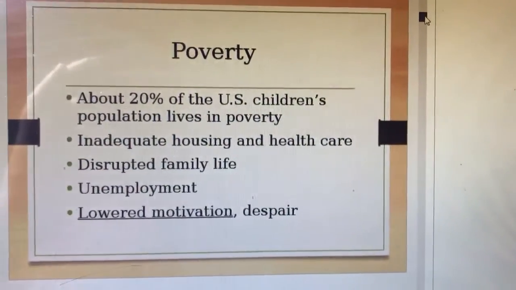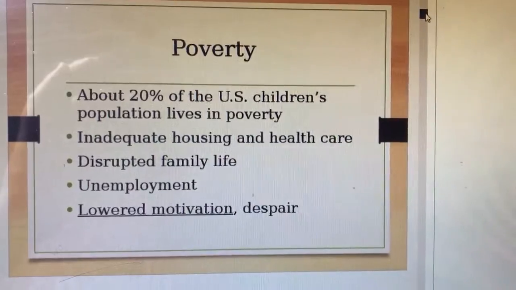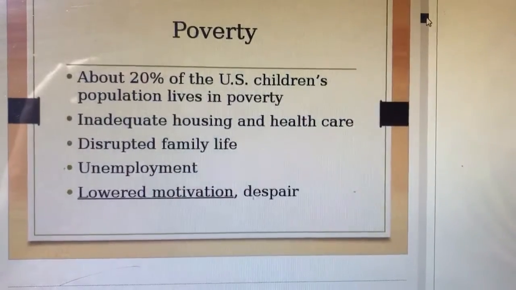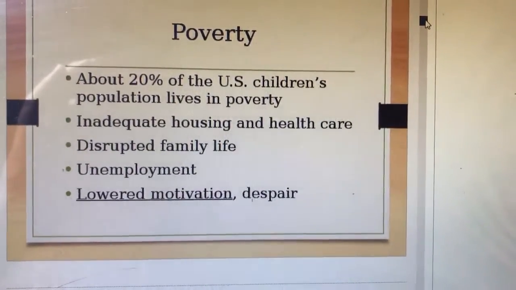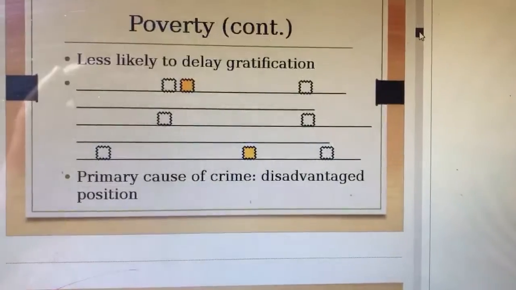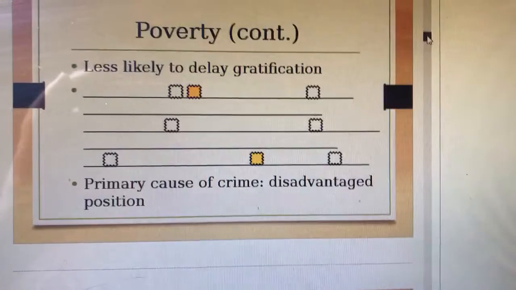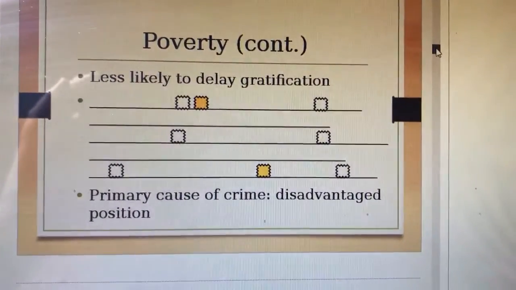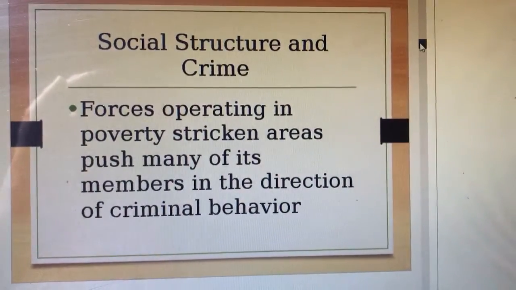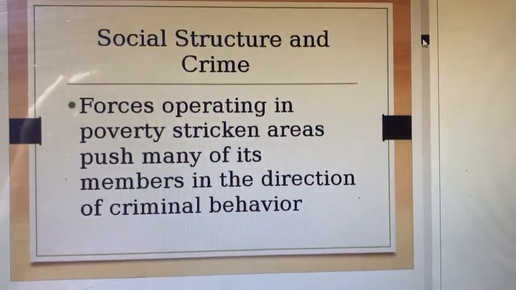So one of the things I want you to think about is kids that are surrounded by poverty have a lot of the other problems that go with poverty, which is poor housing, poor health care, the family life's disrupted, there's a lot of unemployment, so you don't see motivation, you see sort of helplessness. And in poverty, you want things right now. So Merton says one of the biggest causes of crime is this kind of terrible position you're in because you're poor. So he says when you live in these neighborhoods, you really don't have a choice but to get into crime.